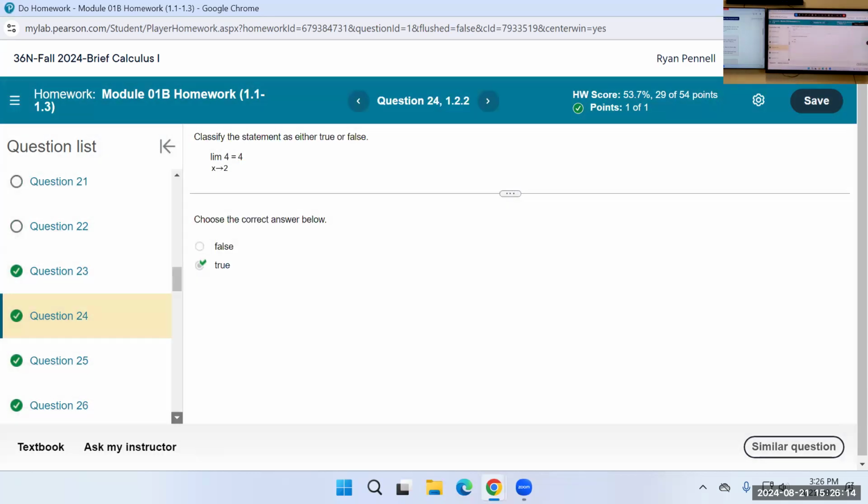Classify the statement as either true or false. The limit of the number 4, like y equals 4, as x approaches 2 is 4. Yeah, I can plug any number in y equals 4 and I get 4 back. So it's kind of like a trick question. It's not very hard, but I thought we should go over it. If y equals 4, then no matter where x is, y equals 4. So that's true.